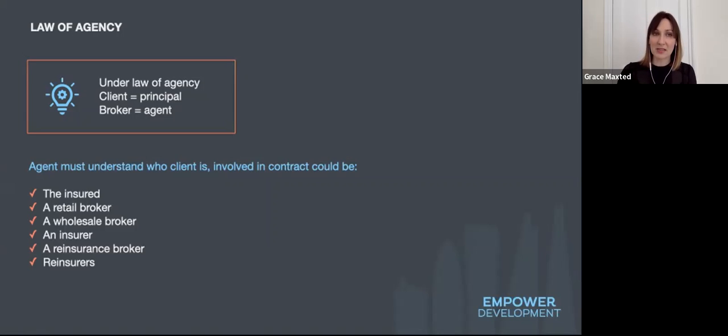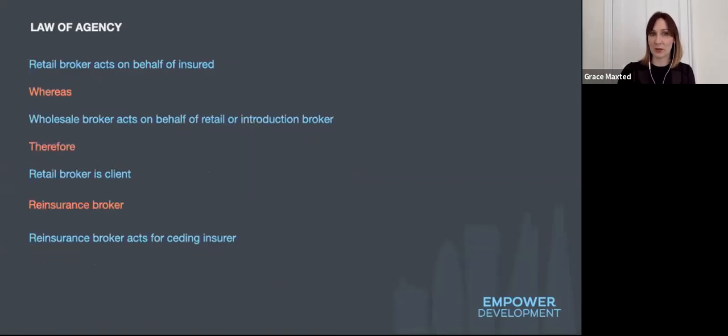So in terms of who the client is, who is the broker working for at any given time? The retail broker, if there is one, acts on behalf of the insured. However, if there's a wholesale broker involved, remember they're acting on behalf of either the retail or the introducing broker. Therefore, the retail broker is their client. If you go into the reinsurance realm, the reinsurance broker is ultimately working for the ceding insurer, the cedant, to manage that cession of reinsurance to the reinsurer.